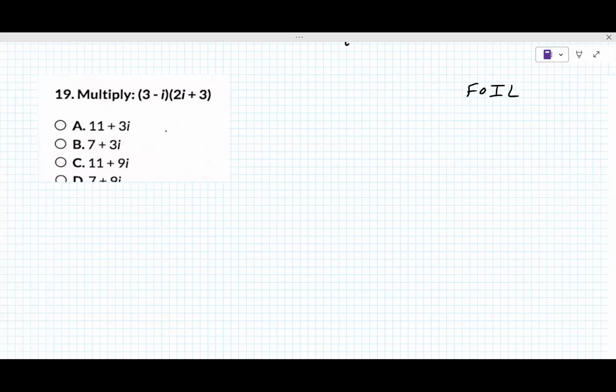Okay, this one we have to FOIL. And we did this yesterday. So I'd like you to try foiling it on your own here. If you're really stuck, I'd be happy to help. But first, outies, innies, lasts. You've done this before. So go ahead and see if you can work that one out on your own, please.